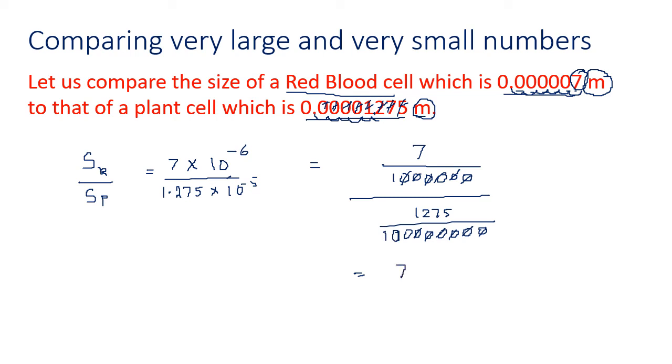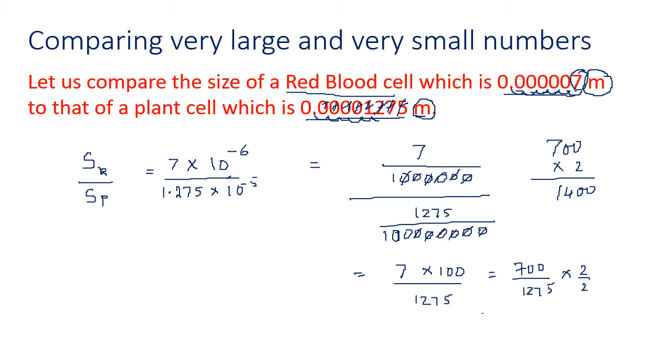Now it goes in the numerator, so it becomes 7 into 100 upon 1275. That is 700 upon 1275. Now you can see 700 twos is 1400. So if I multiply this by 2 and divide this by 2, I get 1400 upon 1275 into 1 upon 2. Now I consider these to be almost equal. So I can say the ratio is 1 upon 2.